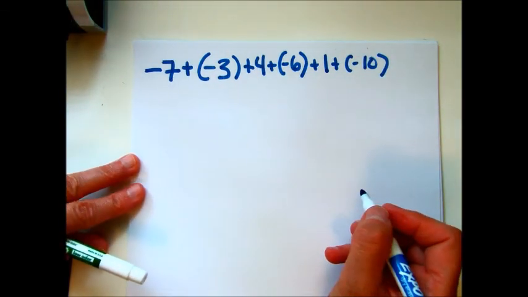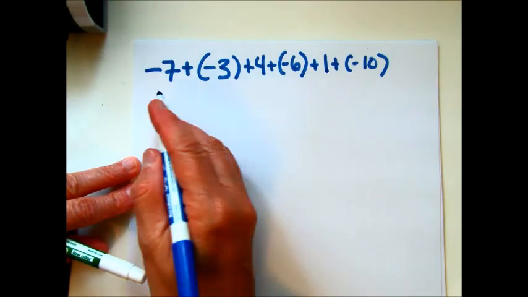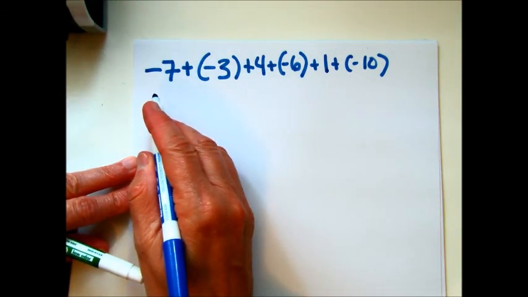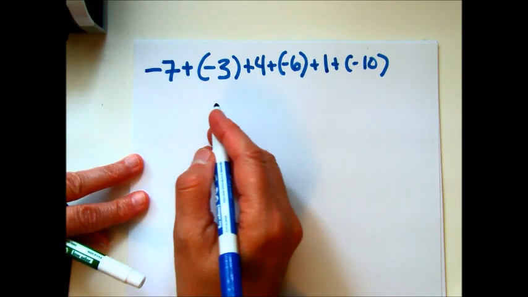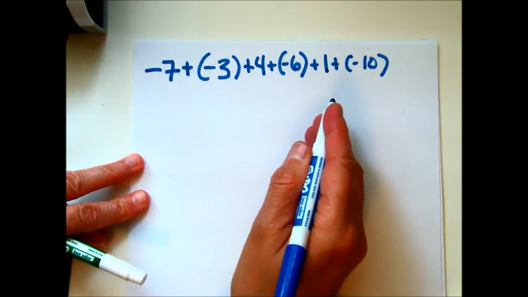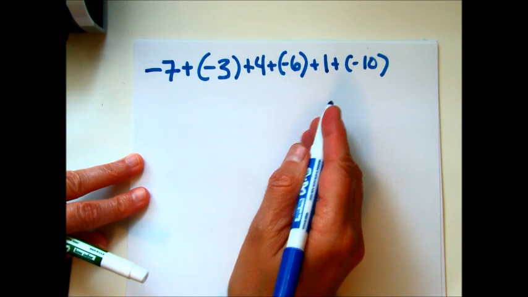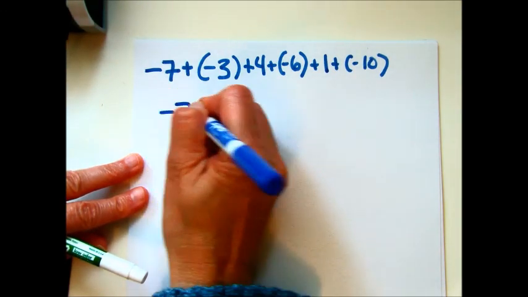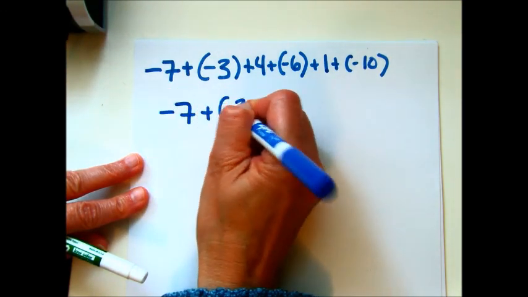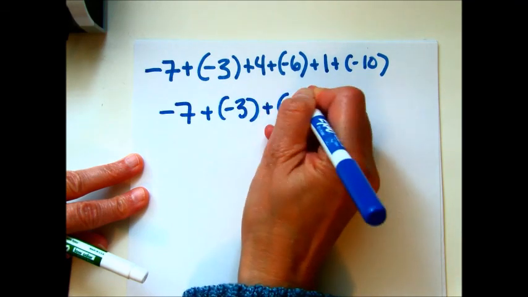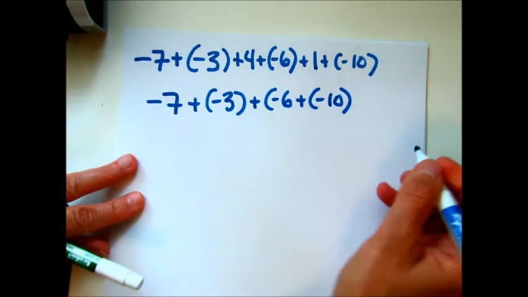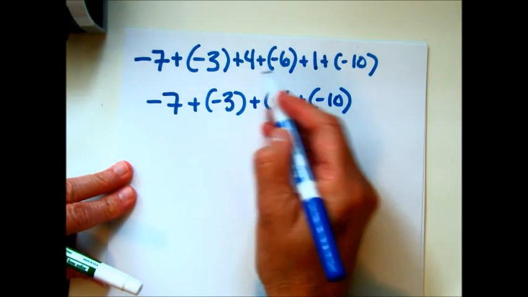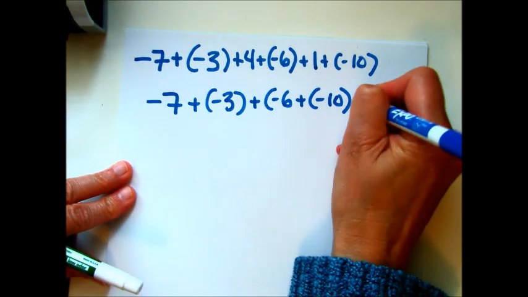Okay, commutative property means we're going to combine our like signs. In this case, I'm going to put the negatives first. It's not going to be a big deal if I put them first or second. So -7 plus -3 plus -6 plus -10. And then I have two positive numbers.